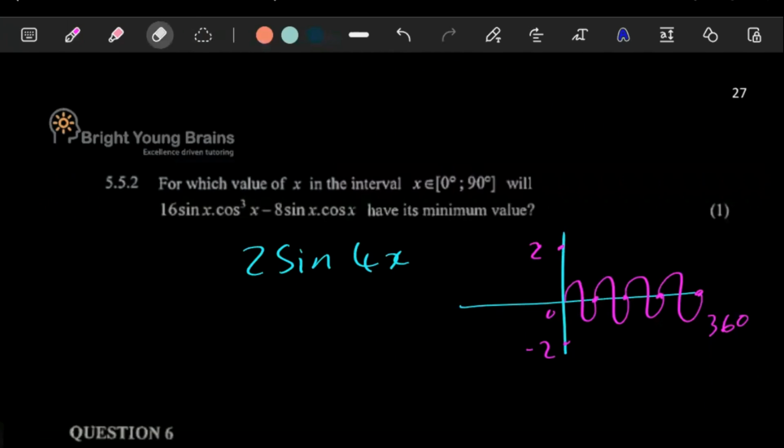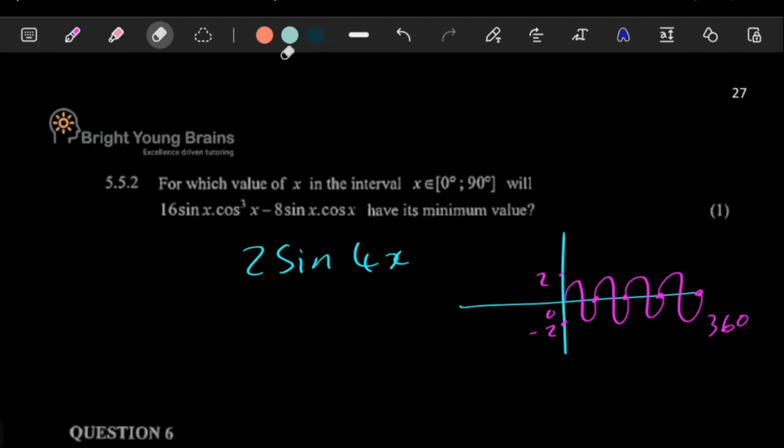Let me adjust this so that at least the 2 is over there. The -2 is somewhere down there. You see? So the minimum value is equal to -2. That's the lowest value that graph goes to. Let's see. No, the lowest value is at -2, yes.